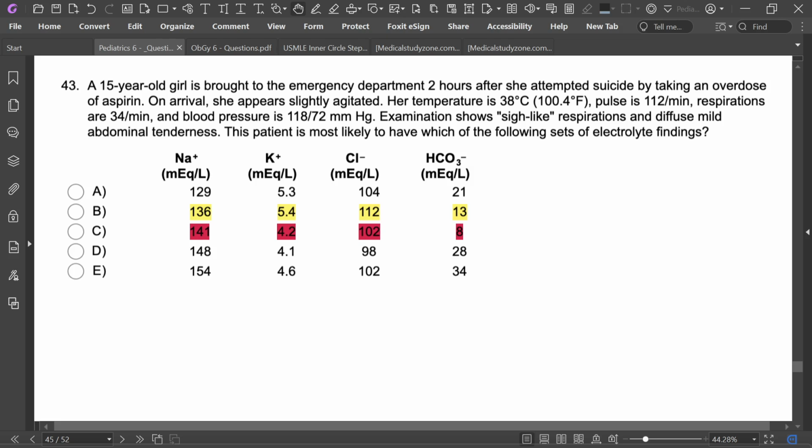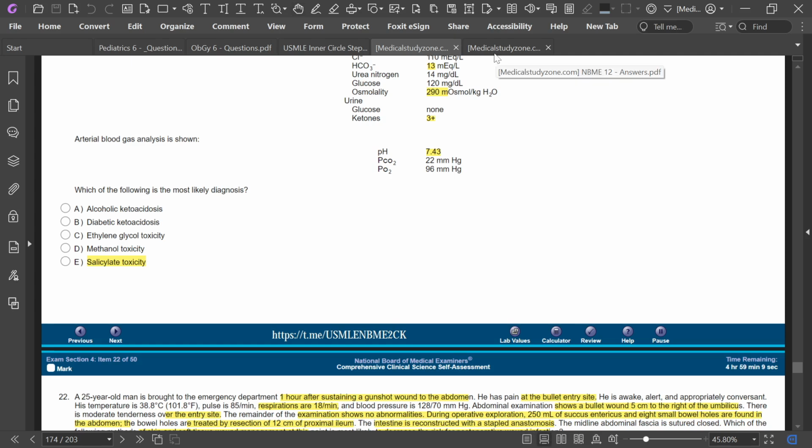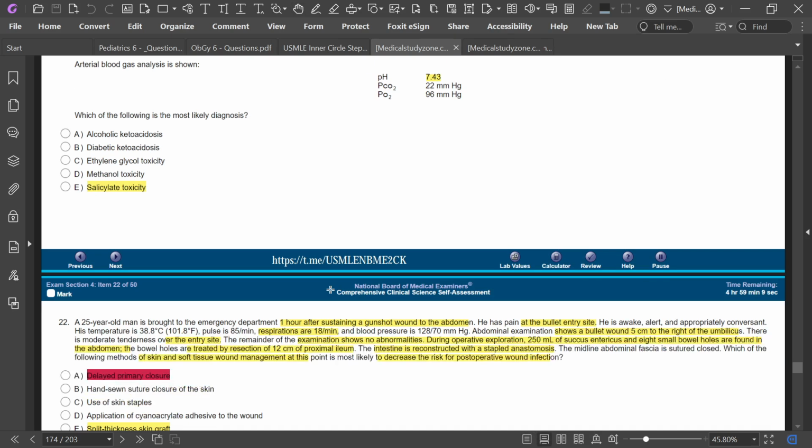Yes, to 140. Okay. And the normal is 135 to 145. That's the normal sodium. And the normal potassium is 3.5 to 5. Okay, to 5, right? Yes. Okay. And then chloride. I don't know what will happen to chloride there.